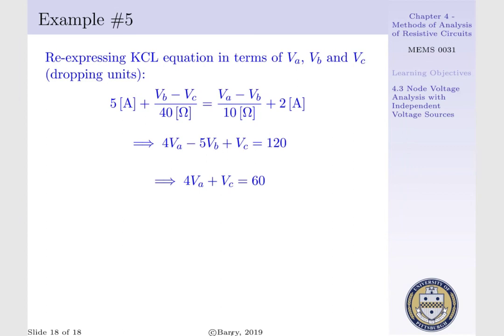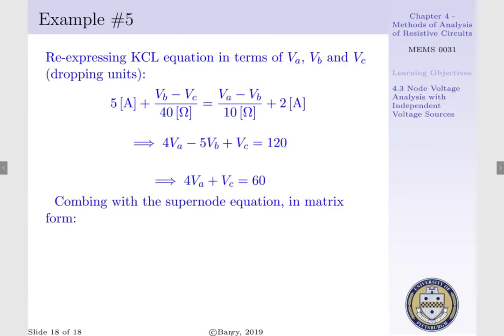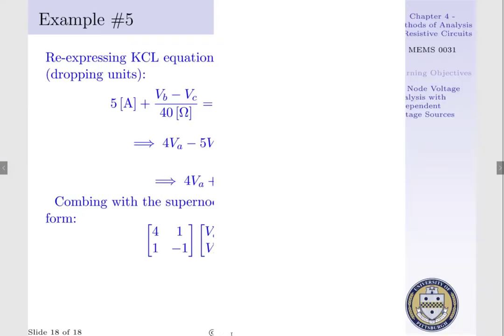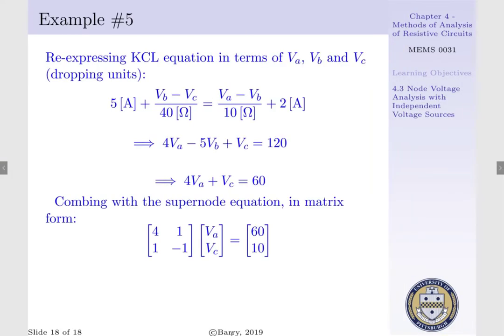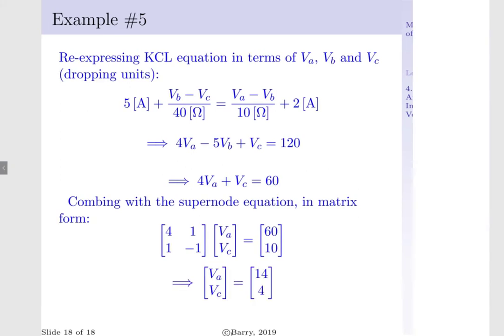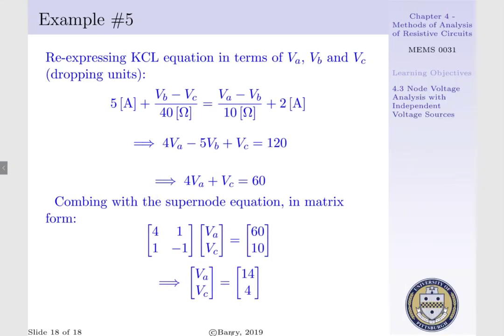Thus, we can combine this with our supernode equation in matrix form such that we have 4 VA plus 1 VC is equal to 60, which comes from our KCL equation. We have 1 VA minus 1 VC is equal to 10 from our supernode equation. Thus, we can solve for VA and VC such that VA is equal to 14 volts and VC is equal to 4 volts.